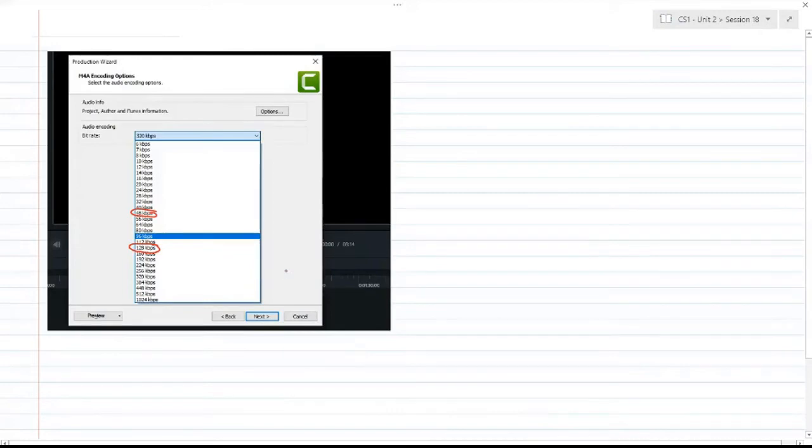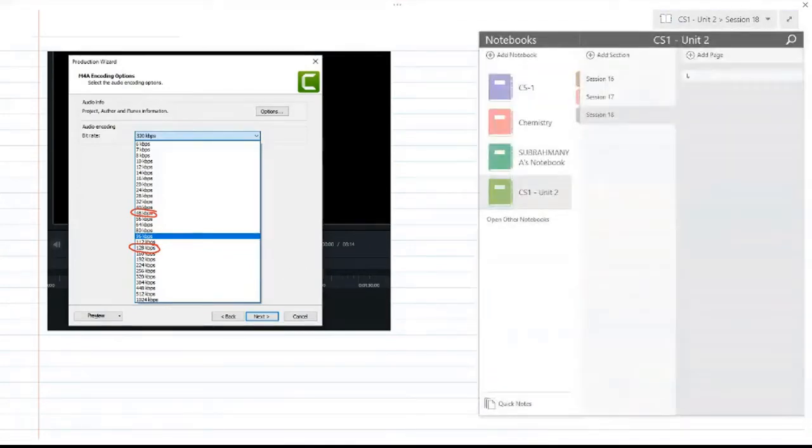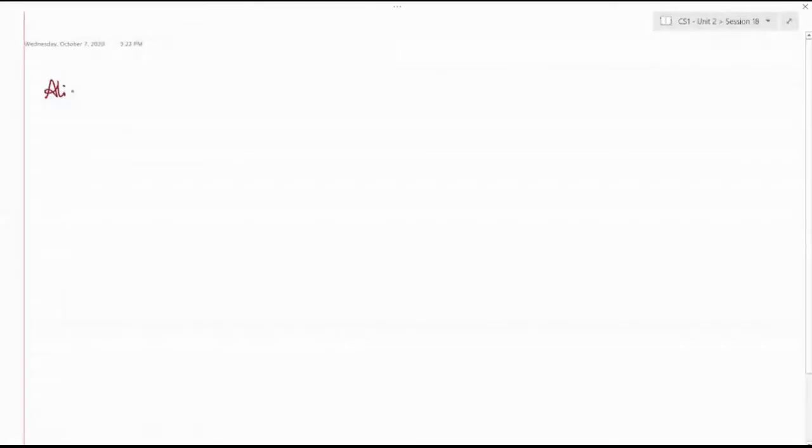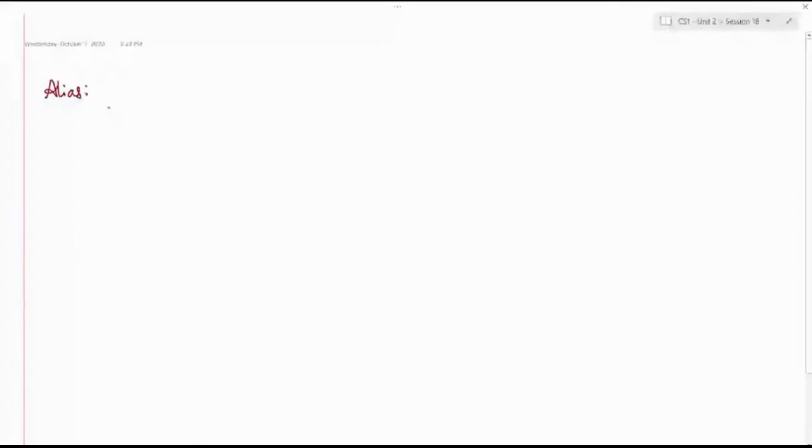Anyway, moving ahead, I'll pick up the next part. As I told you, I'll talk about aliasing. Aliasing, as I said, is nothing but crosstalk between adjacent samples.